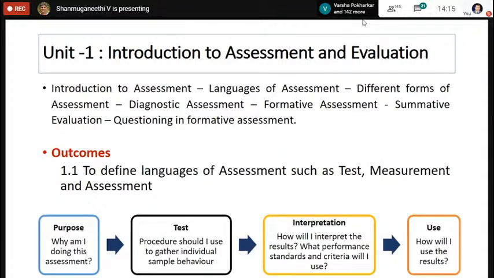Unit 1 contents are the introduction to assessment and the languages of assessment, because we must be aware of some fundamentals, then different forms of assessment: diagnostic, formative, summative, and the questioning skill. Maybe you are all aware of assessment. What exactly is assessment? What is the procedure you follow to conduct the examination? A test is the procedure. How you give the values is measurement. So we started with those technical terms about student assessment and evaluation.